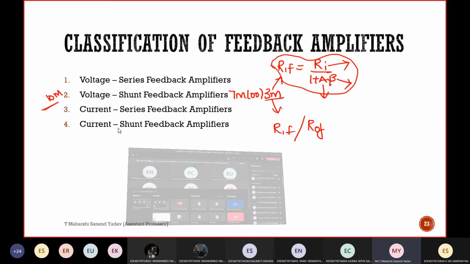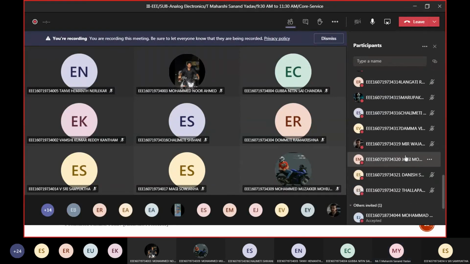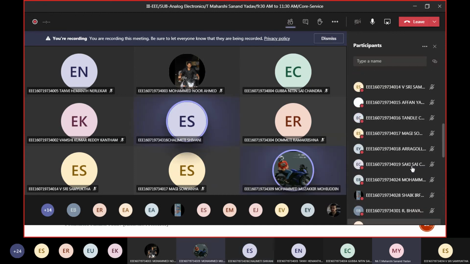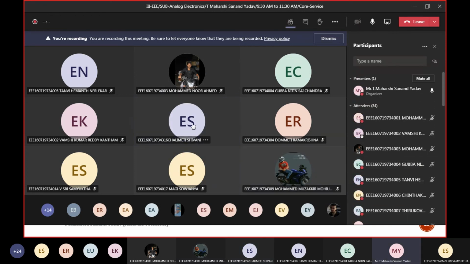Let me download the attendance. Any doubts in today's session? Only if you are responding. If not, again you will face issues. So Shivani is responding. Tanvi, Samyukta, Nitin.